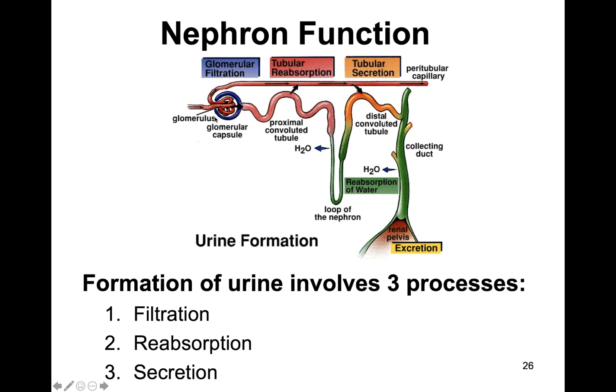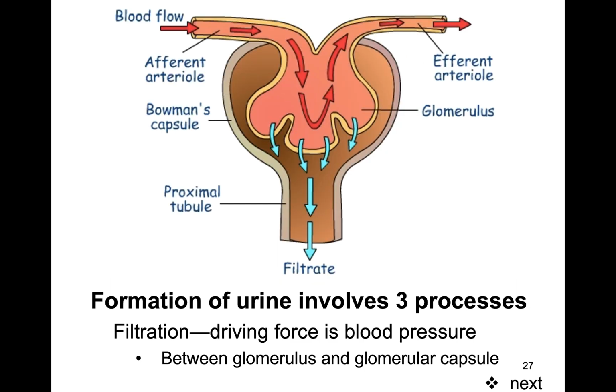Filtration is going to take place in the glomerulus. In this picture, you can see that the blood is going to flow into the glomerular capillaries through the afferent arteriole. Then you have these arrows showing that some of the fluid entering the glomerular capillaries is going to start to squirt out and flow into the proximal convoluted tubule. That's the process of filtration happening between the glomerulus and the glomerular capsule.